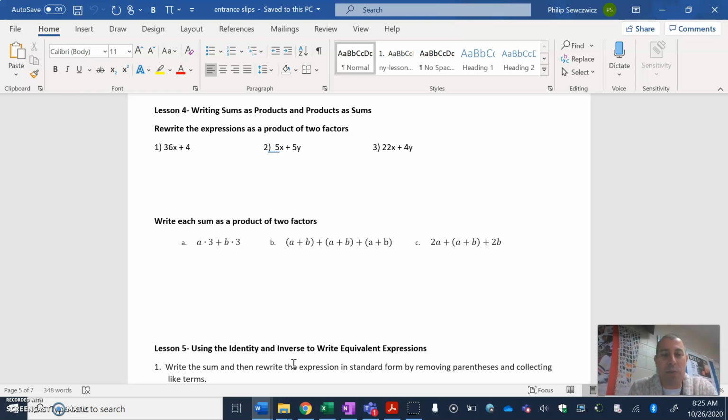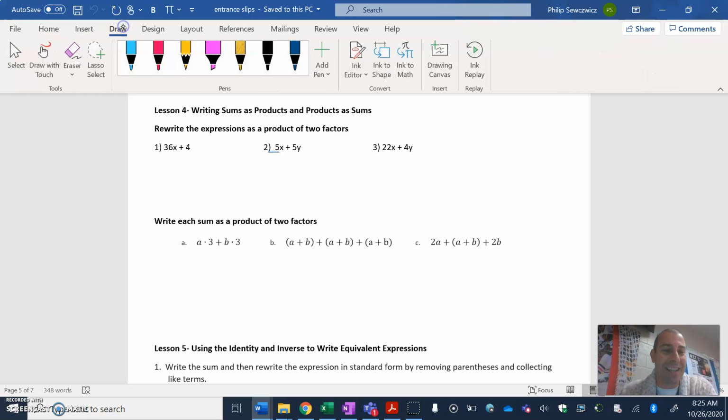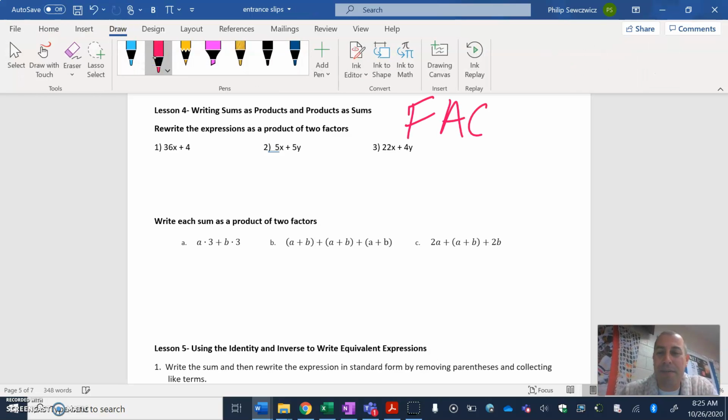So this is what's called writing sums as products and products as sums, which means, all right, this is the word we're going to be using here. Factor. All right, get that written down. This is what we want to be aware of. So really what we're doing is the distributive property in reverse. So that's why it fits in so nicely here. So what we're looking to do here is take out the greatest common factor.